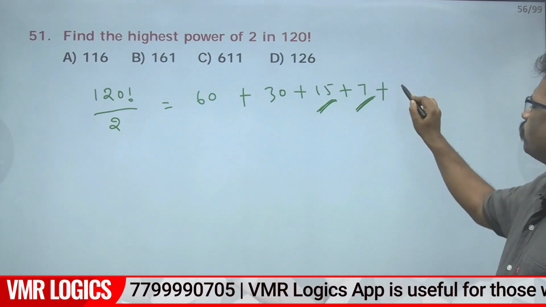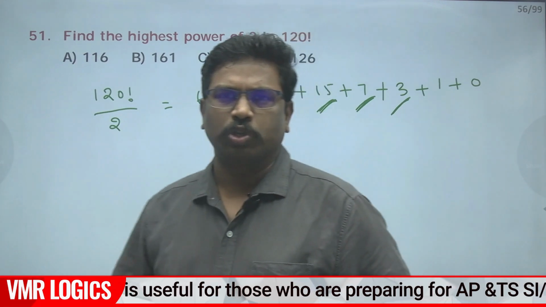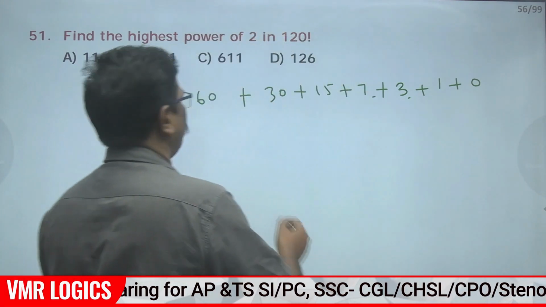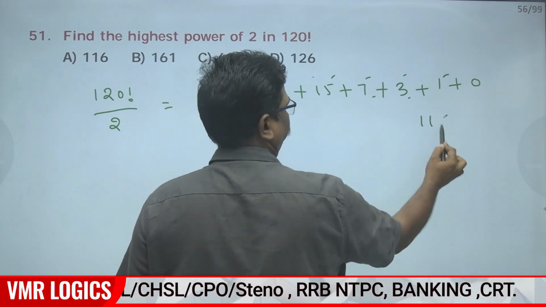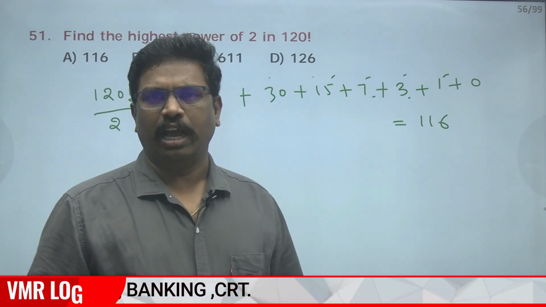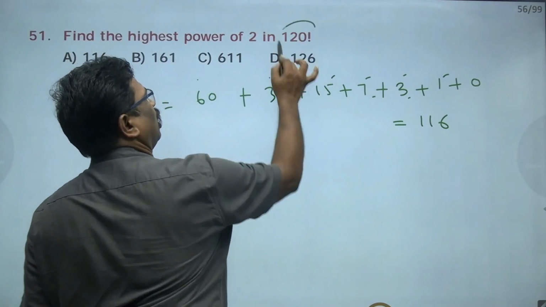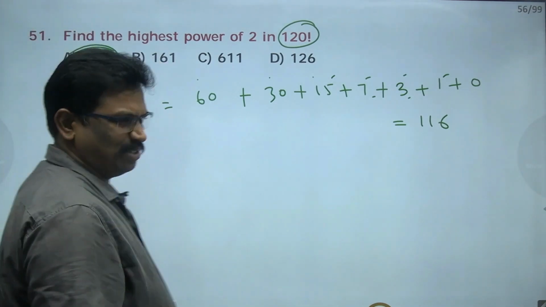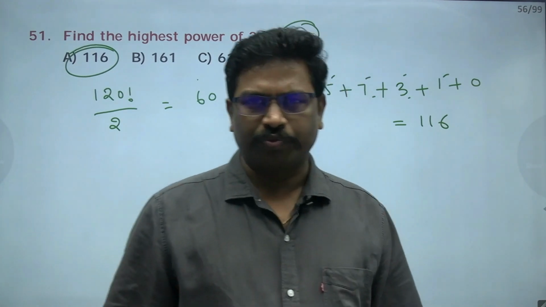Again, divide by 2, 3 times. Again, 1 time. Again, by 2, 0. Stop, 0 means stop the process. Now count: 60, 90, 100, 110, 115, 116. So in 120 factorial, there are 116 2's. That's Option A, the answer. The highest power of 2 means how many 2's are there, 116.